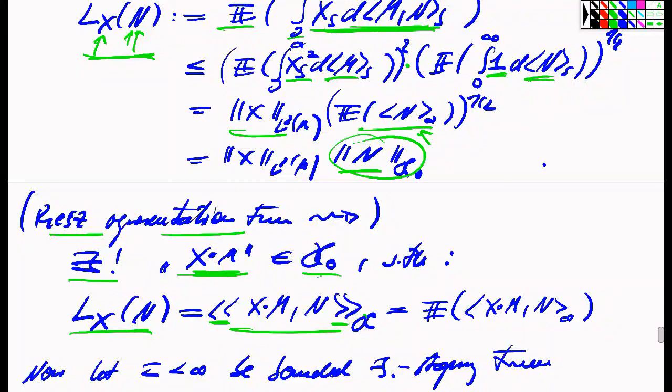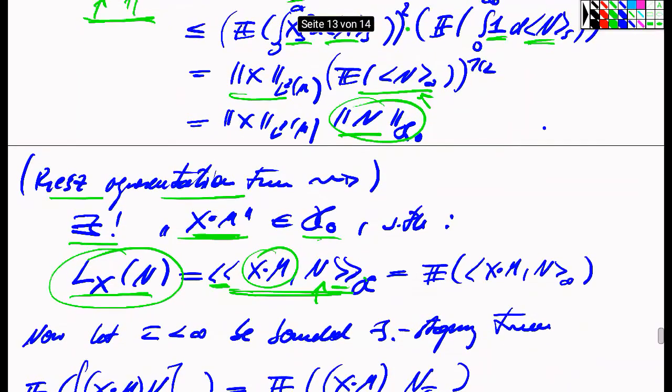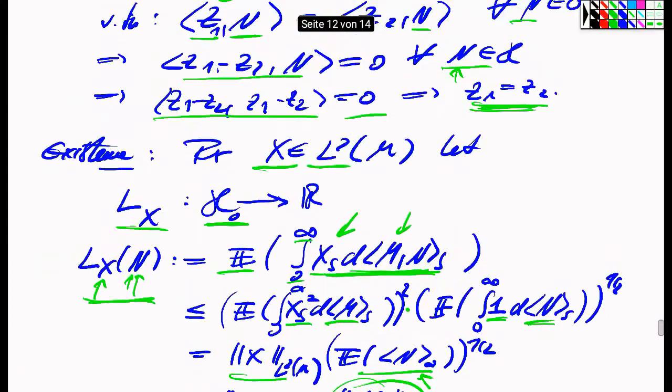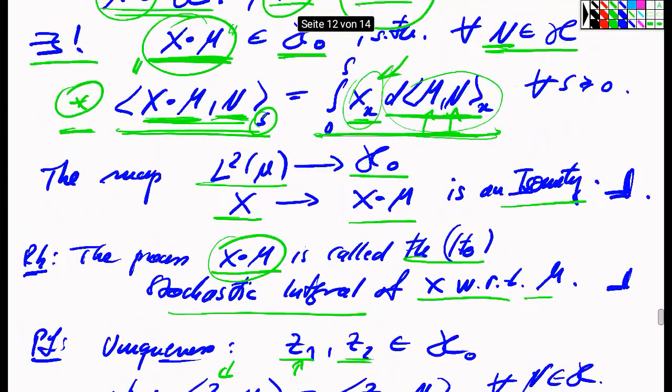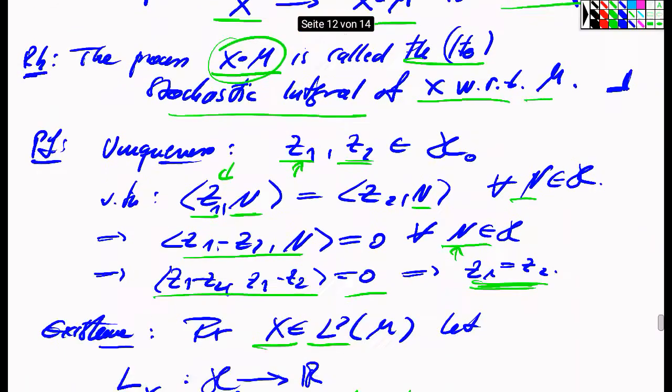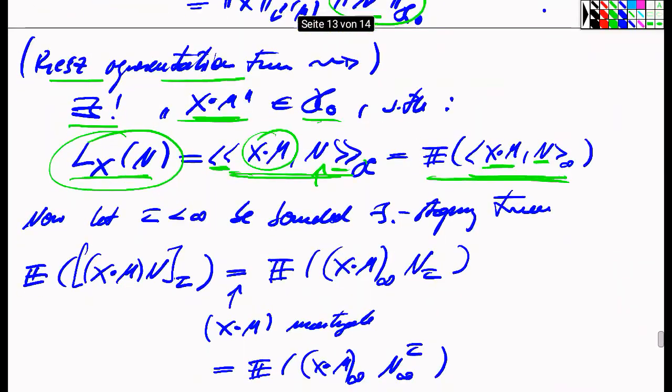So I can represent this linear functional as an inner product of this unique element x dot m with the argument n. And if I recall what the inner product in this H space was, one way to represent it is by writing it as the bracket between this new element x dot m and the n process. And I evaluate this bracket at infinity and take the expectation of that. Okay, so I have this element x dot m, which is fine. And what I want to show now, of course, is that this element x dot m satisfies this equality star. So I want to show that x dot m with another element n has the right quadratic covariation.